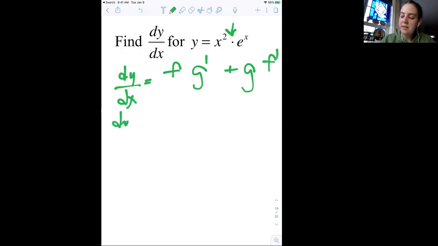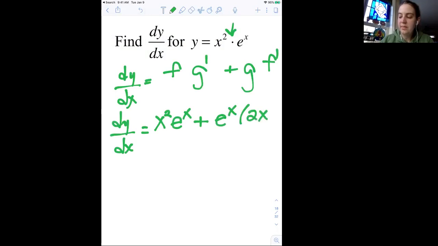So dy dx, f is now x squared, g prime is e to the x, plus g, that second term, is e to the x, and f prime is the derivative of x squared, which is 2x. Now, perfectly fine, you can leave your answer like this. I know you're very concerned about what the answer should look like. You can call it x squared e to the x plus 2x e to the x.